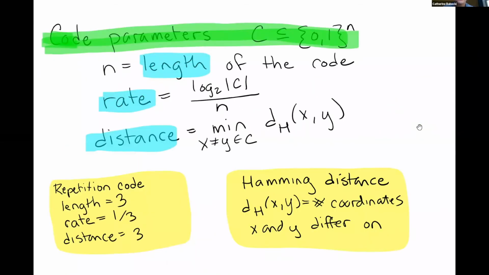Cool, so that's where we were. We've got length, rate, distance, and just for completion, the distance of the repetition code is 3 because the only 2 code words in that code are all zeros and all ones. And as I just mentioned, since those differ on every coordinate, we say they have distance 3.